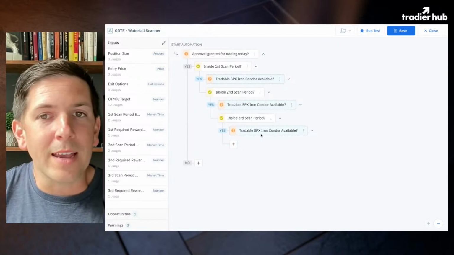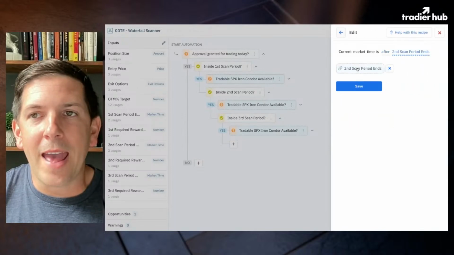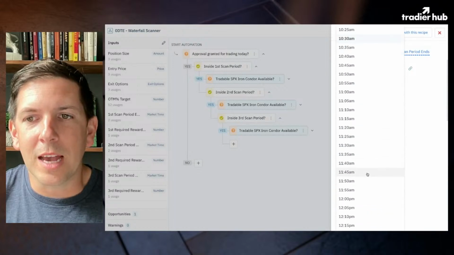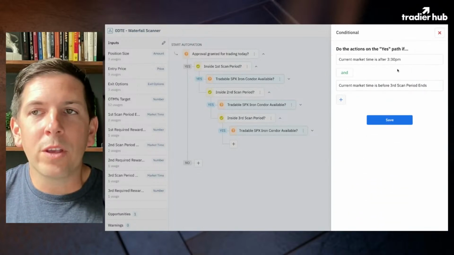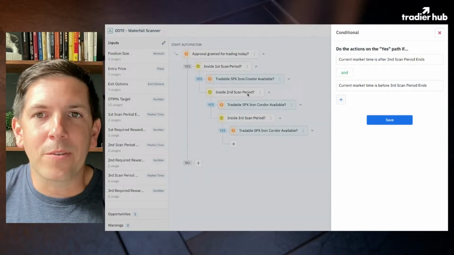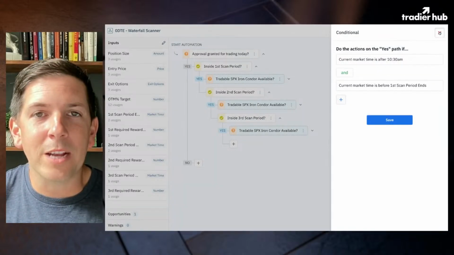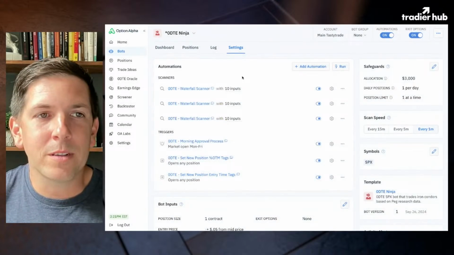You don't have to do it like that. You can obviously go in here and you can say market time is after X time during the day, right? So you could go in here and market time is after, say, 3:30 in the afternoon, and it would only run if it was after 3:30 in the afternoon. But that's a little bit different if you wanted to manage your bots a little bit differently. Again, I like to do the waterfall because I'm still willing to make trades during the day. It's just that I want to make sure I'm collecting enough premium to do so.